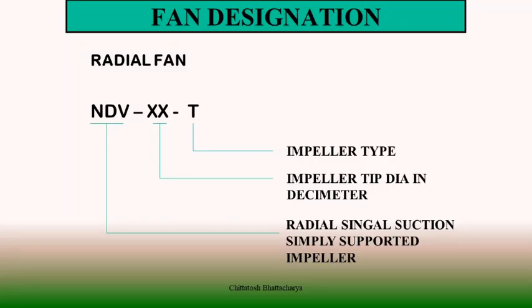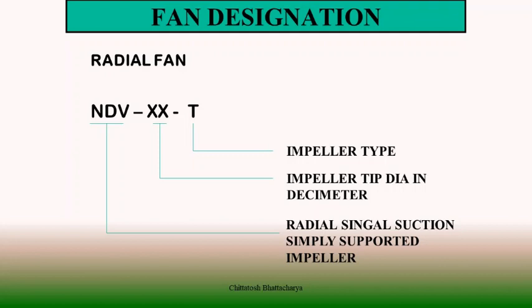Let us focus now on fan designation. For radial fan, we have already seen there are different designations depending on fan bearing arrangement and flow patterns. So here in NDV fans, NDV implies radial single suction simply supported impeller, and next to NDV you will find two digits which represent impeller tip diameter in decimeter, followed by a letter that designates the impeller type.